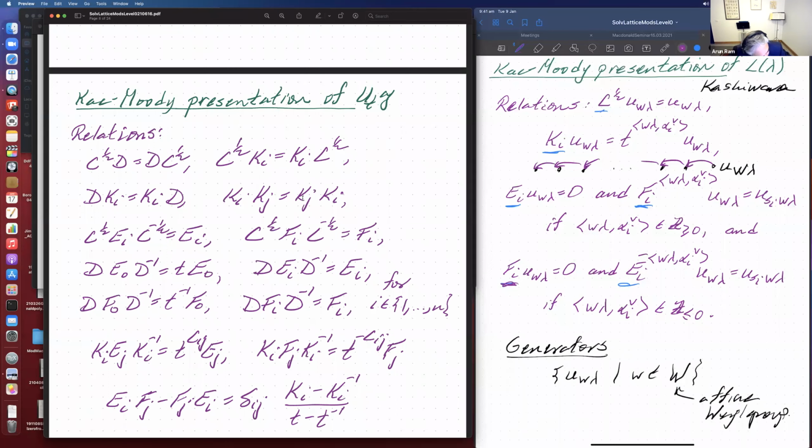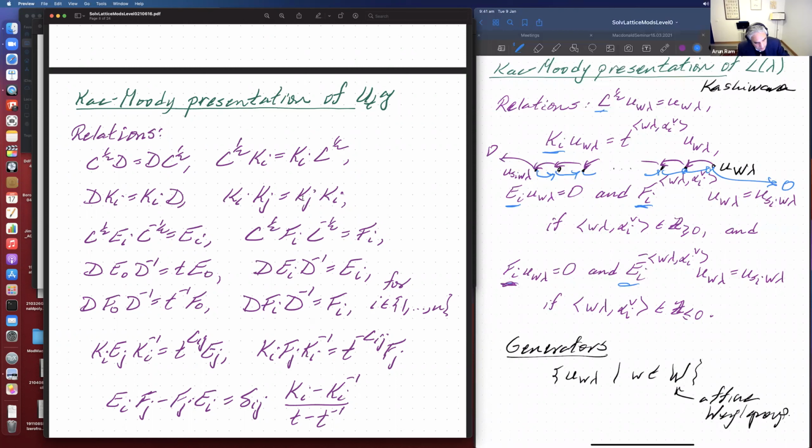And if I get all the way to the other end, then the F sends me out to 0. So this is u_{s_i w lambda}. And the E operators move me upward like this. And if I get out to the other end, that sends me out to 0. So that's all these relations say.